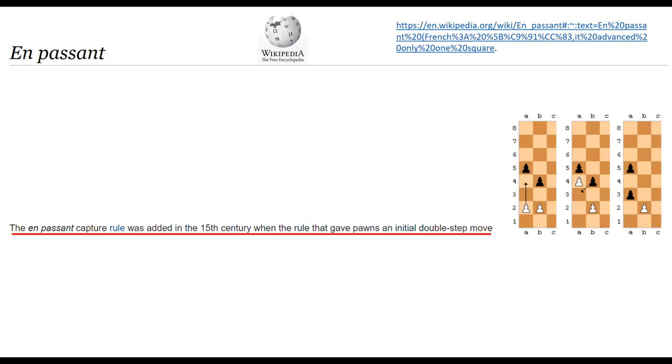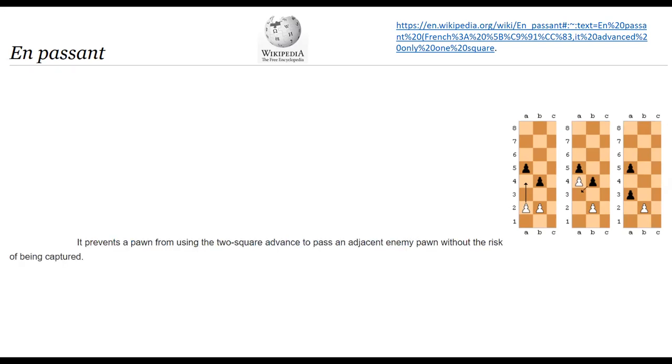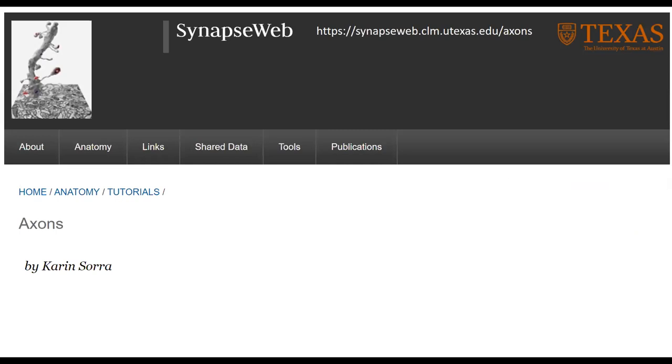When was it added? 1400s. It was added in the 15th century when the rule gave pawns an initial double move. Before that, a pawn could only advance one square at a time. Okay, let's give them the two-square advance to move the game along, but they did not want it to be a way to bypass capture. So you cannot do this safely if there is a pawn that could make this diagonal capture. The creators said, no, we don't want that to happen. We'll give you two-square moves, but we don't want that. All right, so that's en passant.